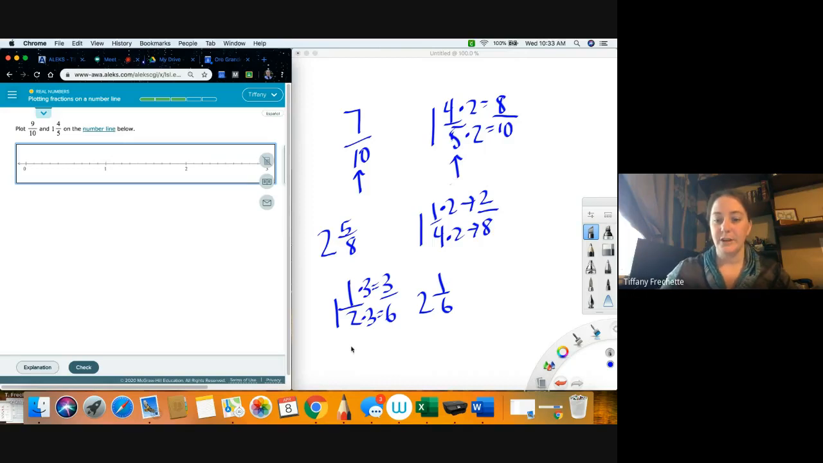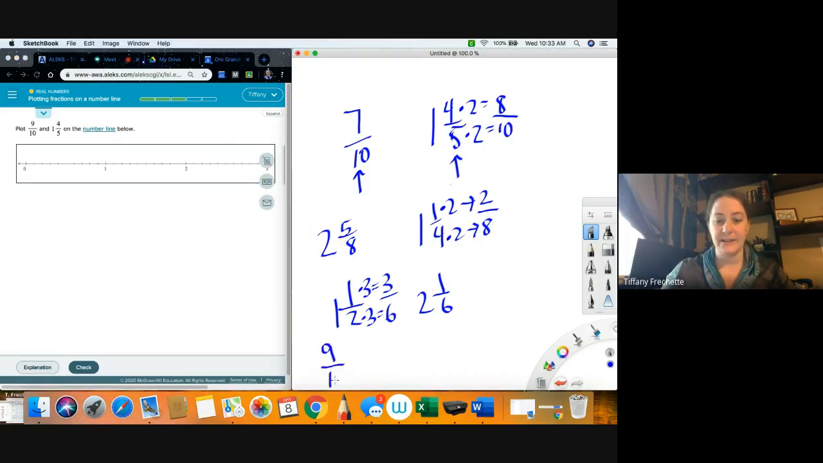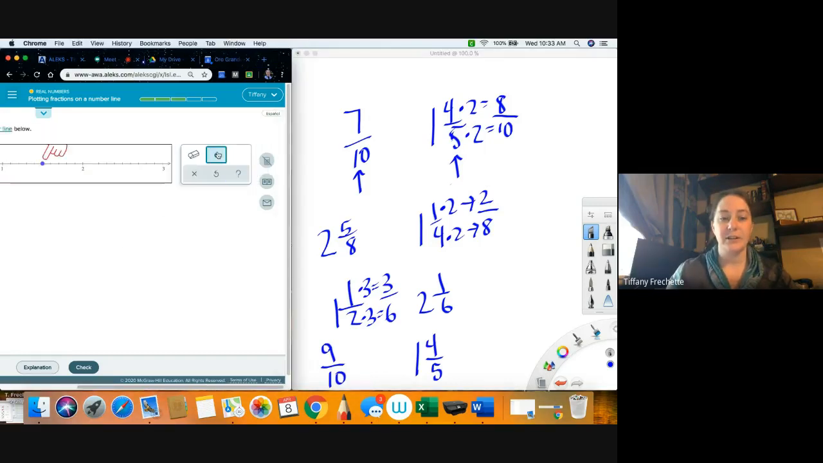All right, I'm running out of room a little bit here, but I have 9 tenths and I have 1 4/5. So again, they're going to divide it up into tenths because that's the bigger number of 10 and 5. So let's go ahead and do that first one. I'm going to click my dot and I'm going to go over 9. 1, 2, 3, 4, 5, 6, 7, 8, 9. So if I went one more, that'd be a full 10. That'd be a whole number. I don't want to go all the way. I want to stop right there and click my dot.